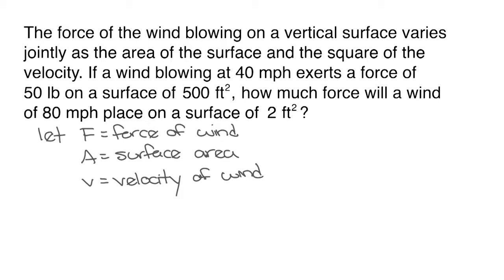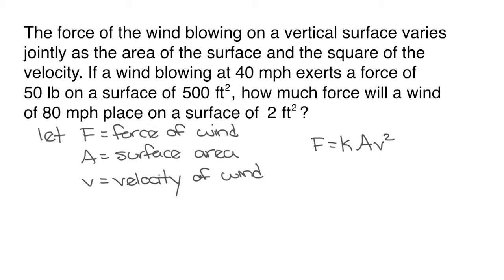We were told that the force varies jointly as the area of the surface and the square of the velocity. And thus, we know that F is equal to the constant of variation K times A times the square of V. We're also told that a wind blowing at 40 miles per hour exerts a force of 50 pounds on a surface of 500 square feet.